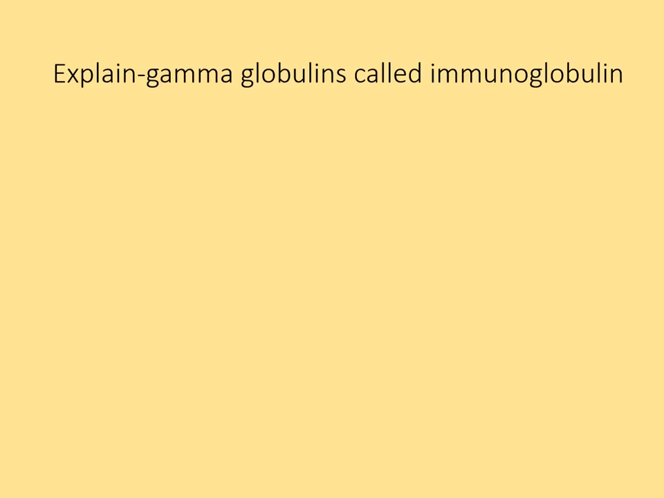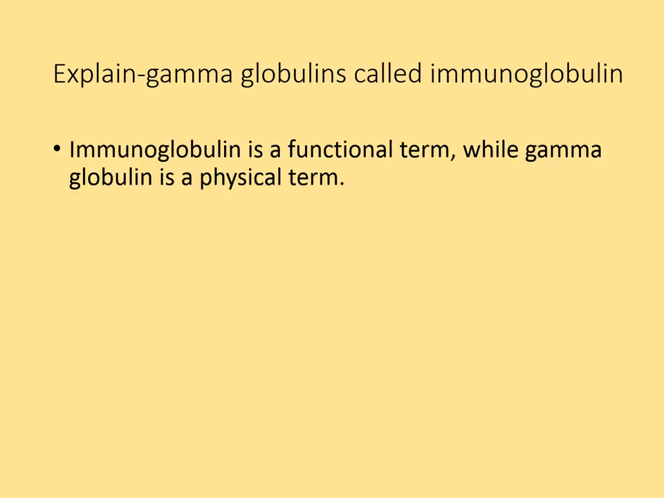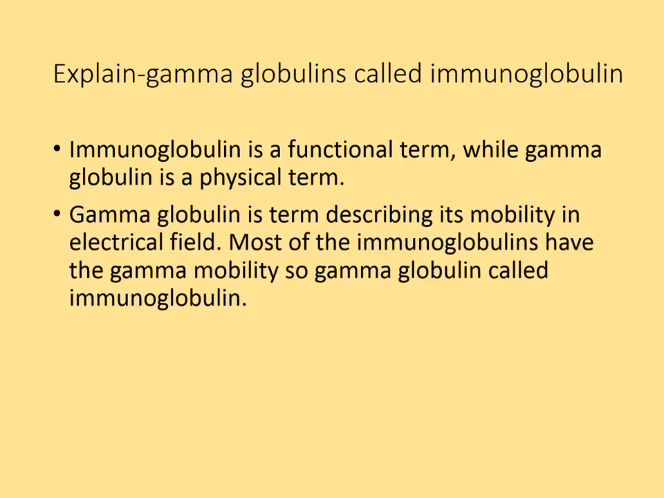Explain why gamma globulin is called immunoglobulin. Probable explanation to this question: immunoglobulin is a functional term while gamma globulin is a physical term. Gamma globulin is a term describing its mobility in an electrical field. Most of the immunoglobulins have gamma mobility, but some may have beta, but the majority have gamma mobility. So gamma globulins are immunoglobulins.